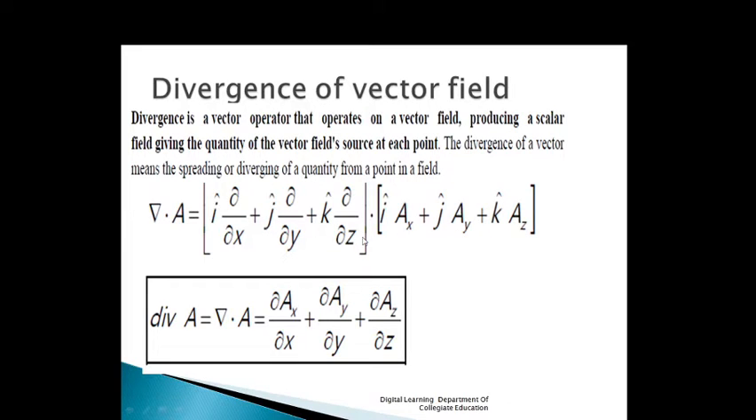If we multiply with respect to dot product or scalar product, then the product output can be written as divergence of vector A equal to del dot A equal to dou A of x by dou x plus dou of A y by dou y plus dou of A z by dou z. Next we shall discuss and prove this.